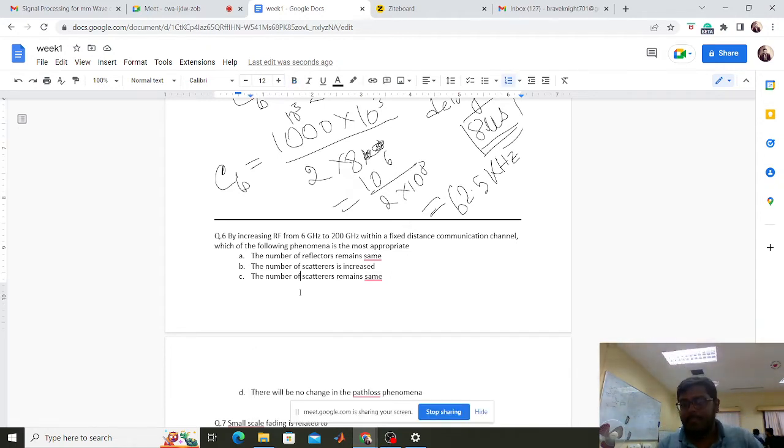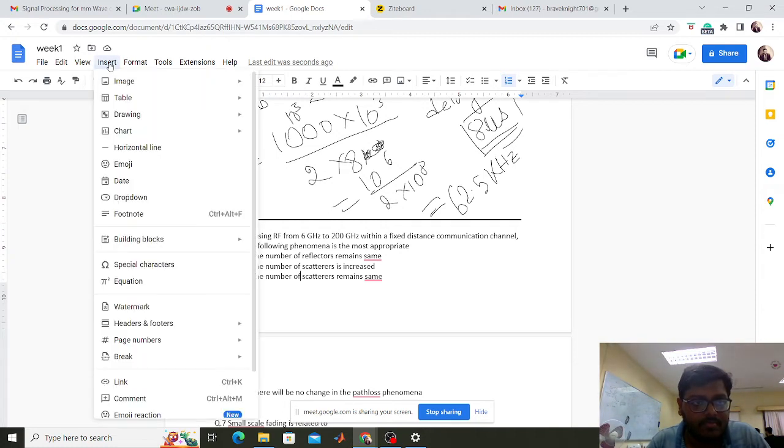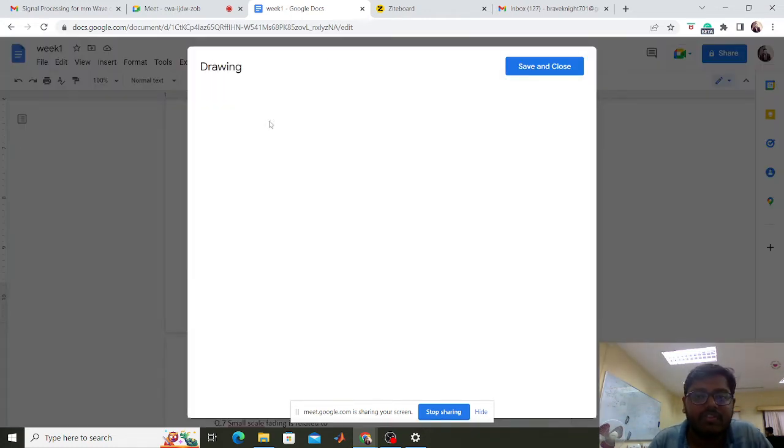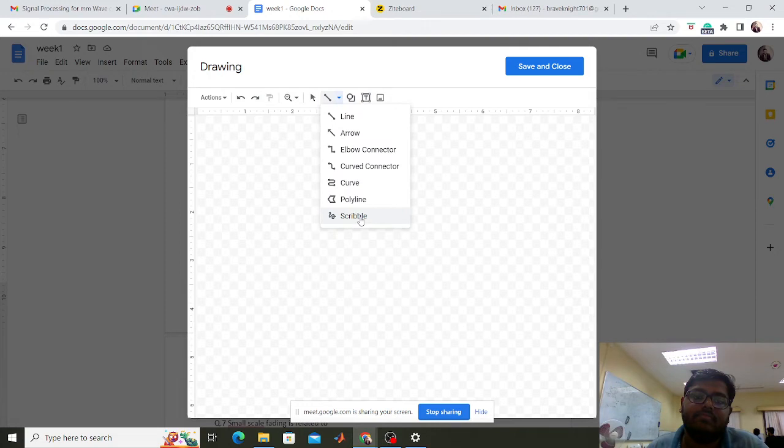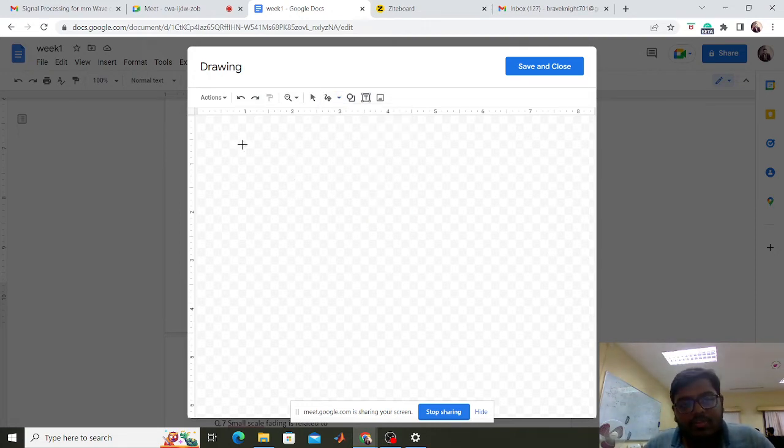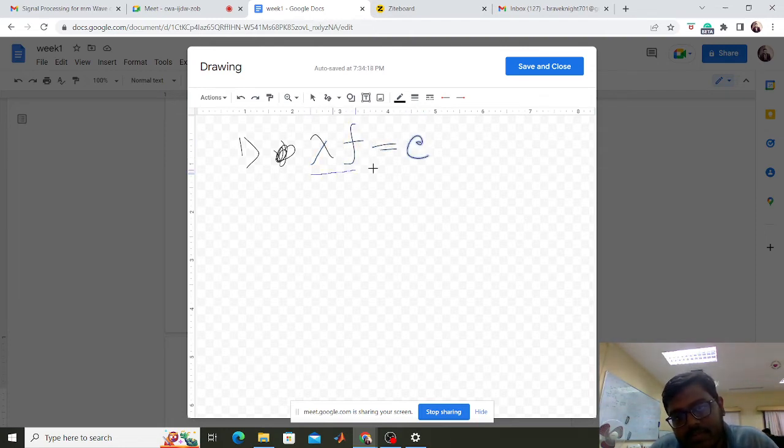The next question. By increasing the RF from 6 GHz to 200 GHz within a fixed distance communication channel, which of the following phenomena is the most appropriate? So let me solve this problem. First equation here: lambda times frequency is equal to the speed of light. This is the first equation.